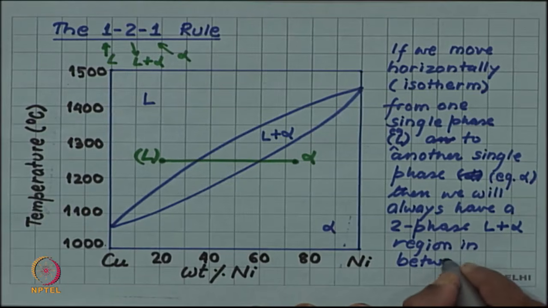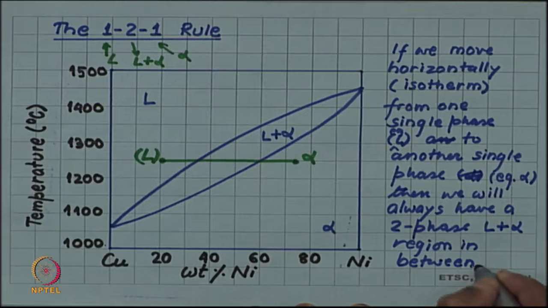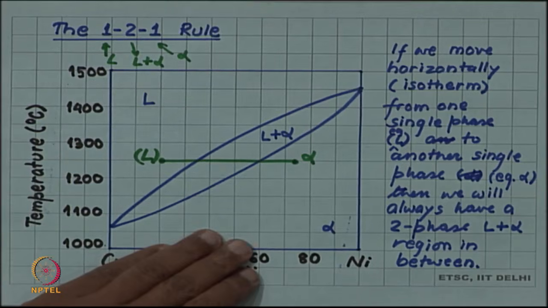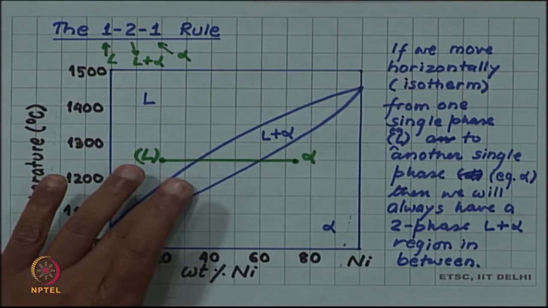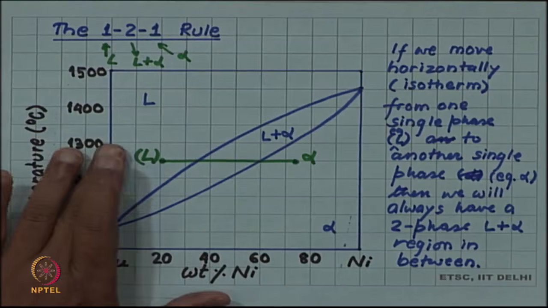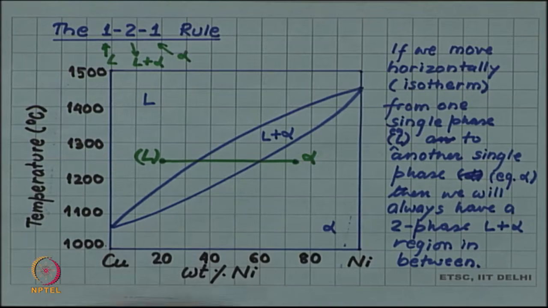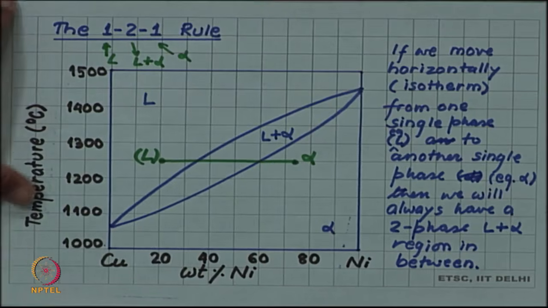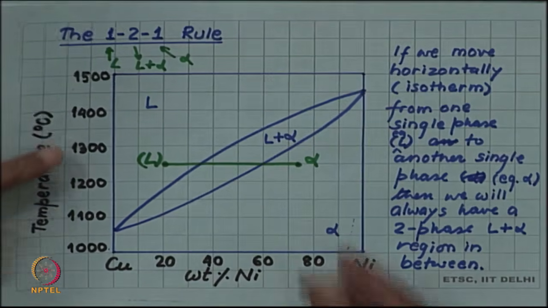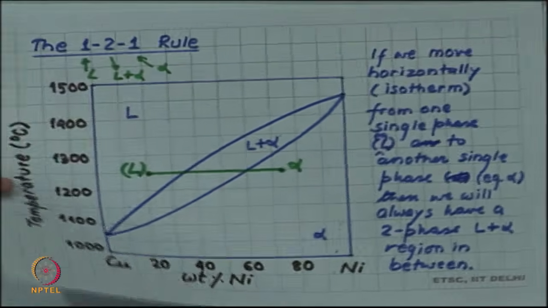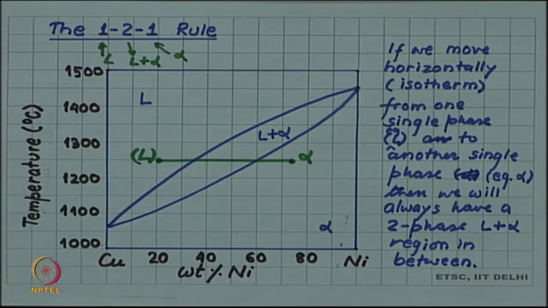This is important, and in fact, many standard phase diagrams which you will come across in the literature, many times they will list only the single phase regions, because the two phase regions can always be found as the combination of those two single phase regions. So, sometimes you will find in the phase diagram that the two phase regions are not labeled. So, this 1-to-1 rule is helpful from that point of view.